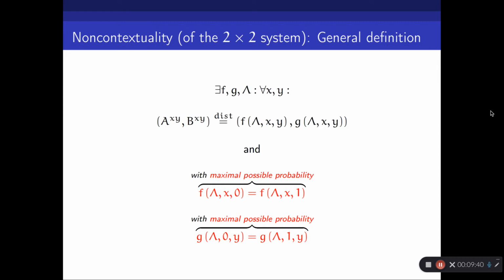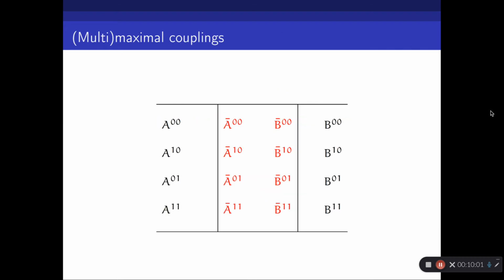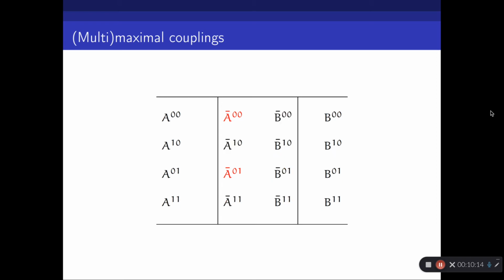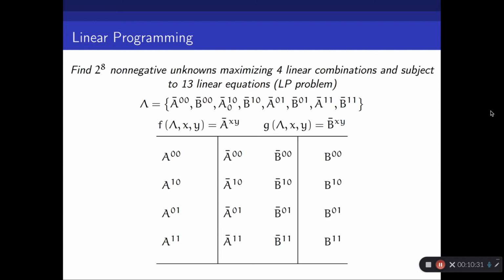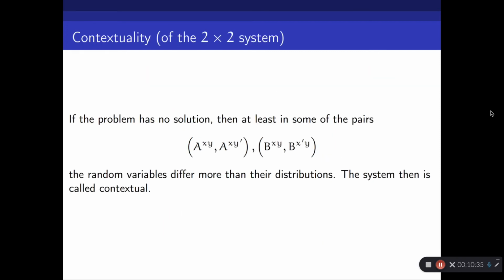If marginal selectivity holds, this maximal probability is 1, and we have the previous definition as a special case. If marginal selectivity does not hold, this maximal probability is less than 1, and always readily computable. Once again, the functions f, g, and the random variable lambda can be found constructively by means of linear programming. Using the same logic as before, we have to assign probabilities to possible values of this octuple of random variables, such that the probability of these two random variables being equal is maximal, and the same for these, and these ones. We face here a more general linear programming problem than before, but not too different. If no solution exists, the linear programming will determine this, and then the system is said to be contextual.